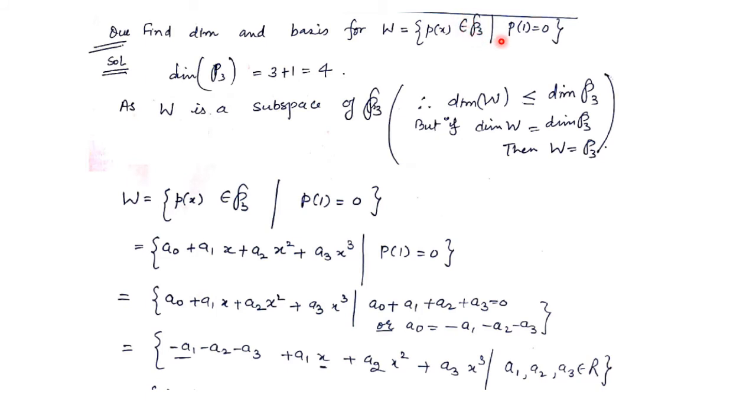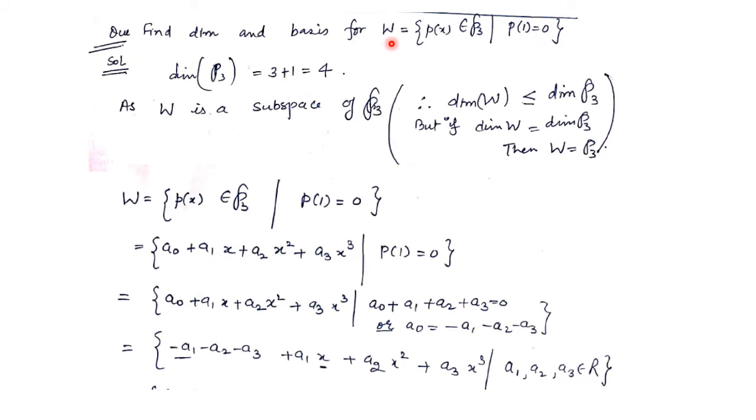Now what is the dimension of P3? It will be 3 plus 1, 4. What is the dimension of Pn? It is n plus 1. So the dimension of P3 is 4. We need to find out the dimension of the subspace. It's not a vector space here; it is a condition that the polynomial should be 0 at x equal to 1. It's the set of all those polynomials such that these polynomials are 0 at x equal to 1.